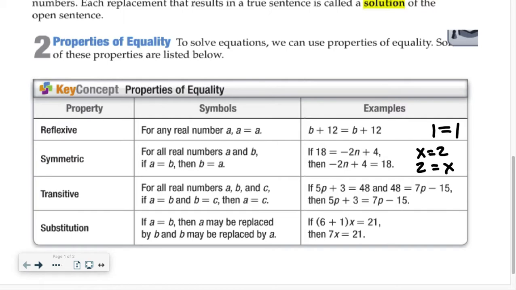Transitive property, kind of like a chain here. A equals B, B equals C. Well, let's get rid of the B's. We can say that A is C. A equals C. And then substitution, guys, you know how substitution works. You can replace A with B if they're equal. You can replace B with A. Goes both ways there.